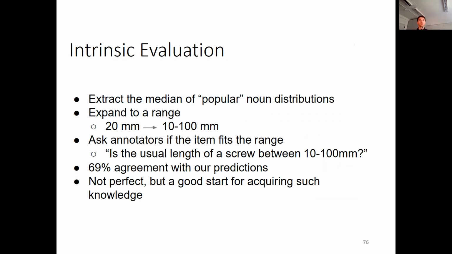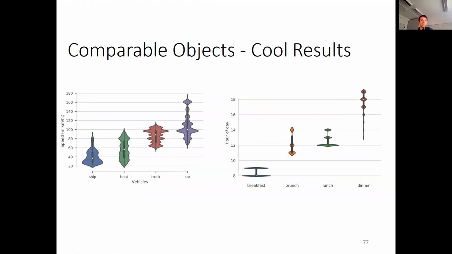So to evaluate it, the authors looked at the median of distributions, expanded it into a range, and asked annotators whether this made sense. So is the usual length of a screw between 10 and 100 millimeters? And agreement was 70%, which is not perfect, but which is a reasonable start for a difficult problem of quantity annotation. And the results are actually quite impressive.